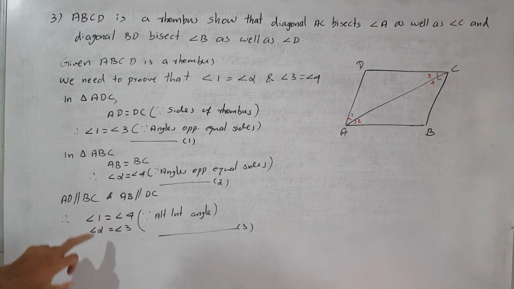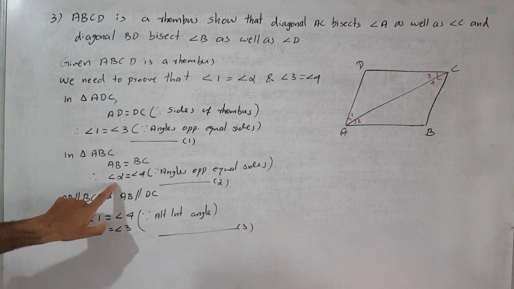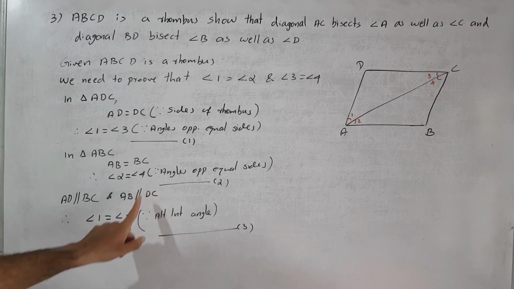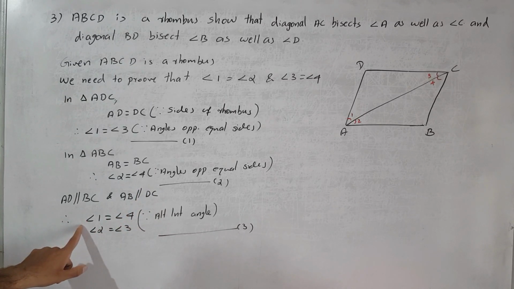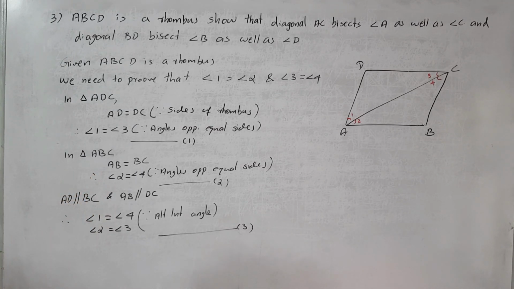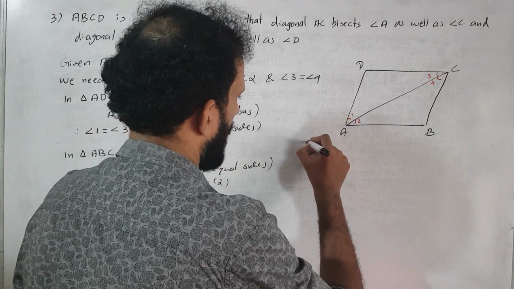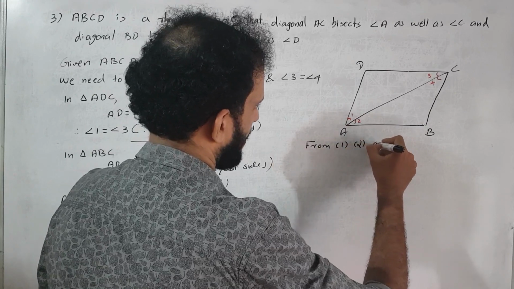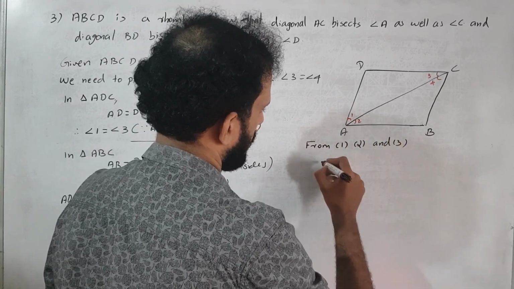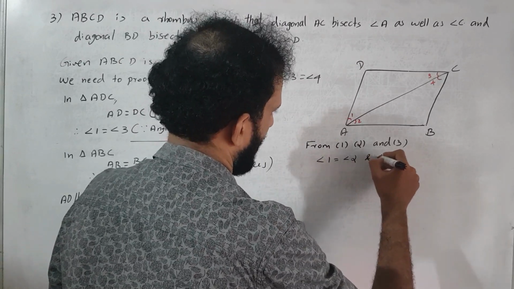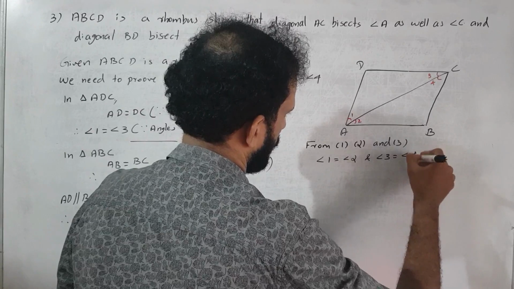Now if we consider equation 2 and equation 3, angle 2 is equal to angle 4. Angle 2 is equal to what? Angle 4. Angle 4 is equal to angle 1. So what are equal? Angle 2 is equal to angle 1. So from equations 1, 2 and 3, what do we get? We get angle 1 is equal to angle 2 and angle 3 is equal to angle 4.